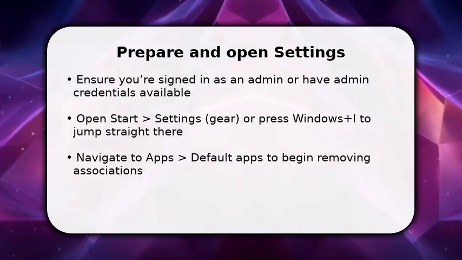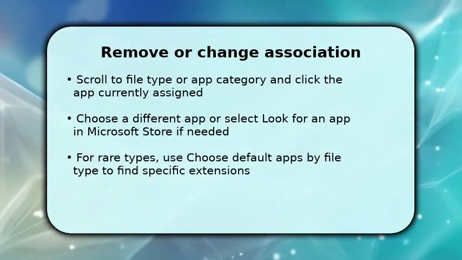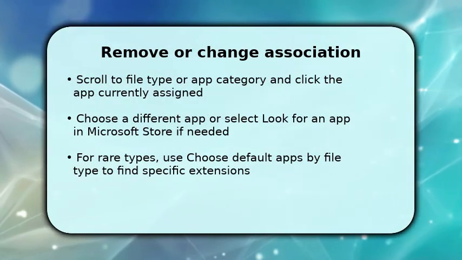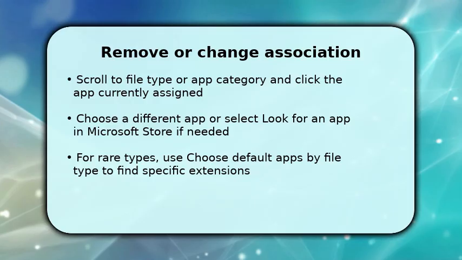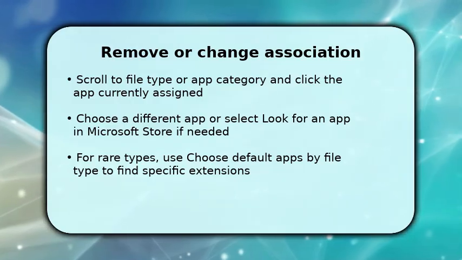You'll return here after locating the specific file type. You'll now find the extension or handler you want to adjust. Click the listed app next to the file type. Windows will prompt you to pick a different app.